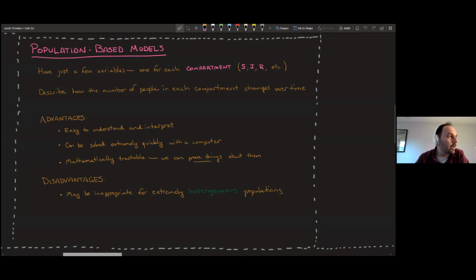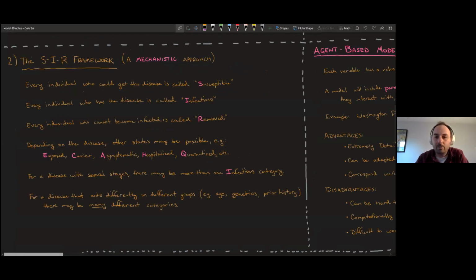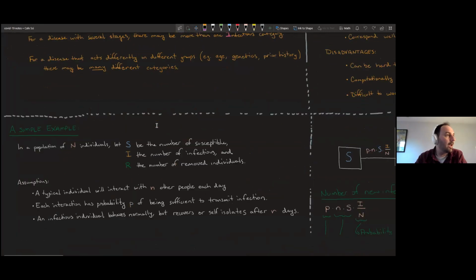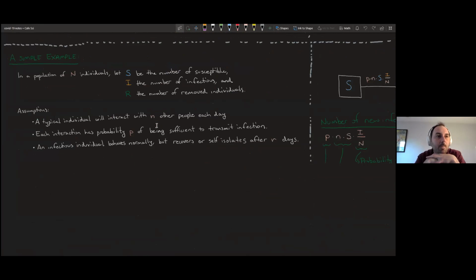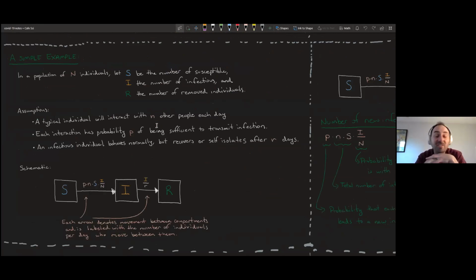All right, let's get into some details now. So we have the SIR framework. We think of people as being susceptible, infectious, or removed. And then how do we actually do that? I told you we have 3 variables, so we'll let those variables be S, I, and R, appropriately enough. We'll let S be the number of susceptible individuals, I be the number of infectious individuals, and R be the number of removed individuals.